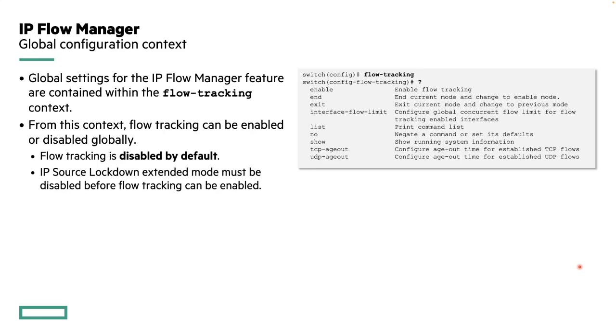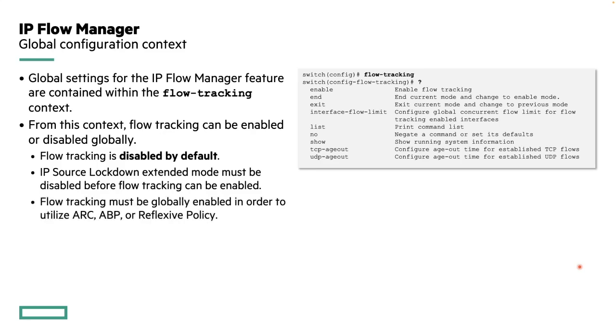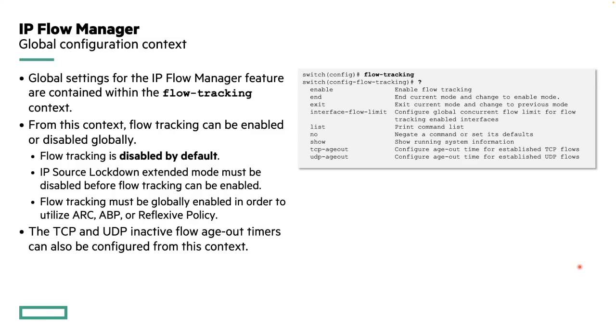Just as you had to do for application recognition in 10.11 or 10.12, you must disable IP source lockdown extended mode before enabling flow tracking. In order to use app recognition, app-based policy, or reflexive policy, obviously, because those all utilize flow tracking to function, you have to enable flow tracking globally before you can configure or enable any of those features. You also have new TCP and UDP inactive flow age-out timers that are configurable from this context as well, and I'll go into details in just a few seconds.